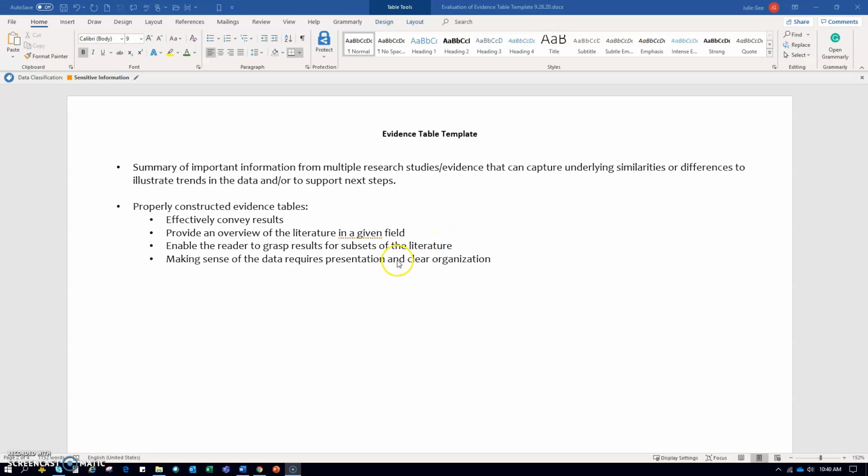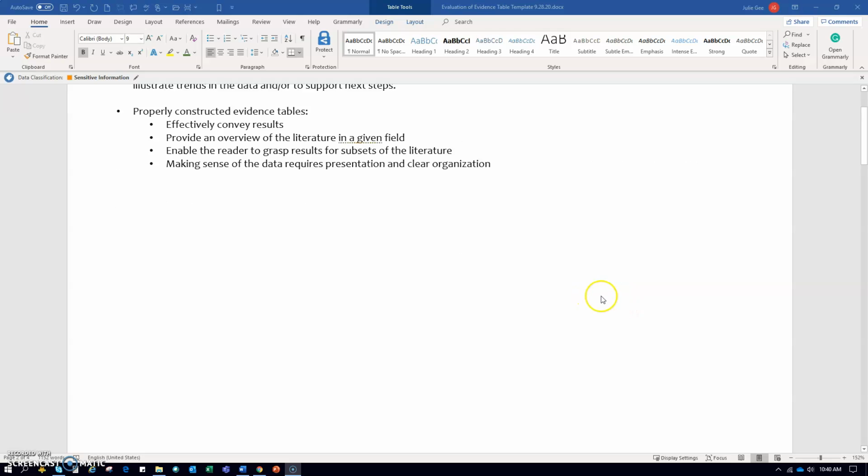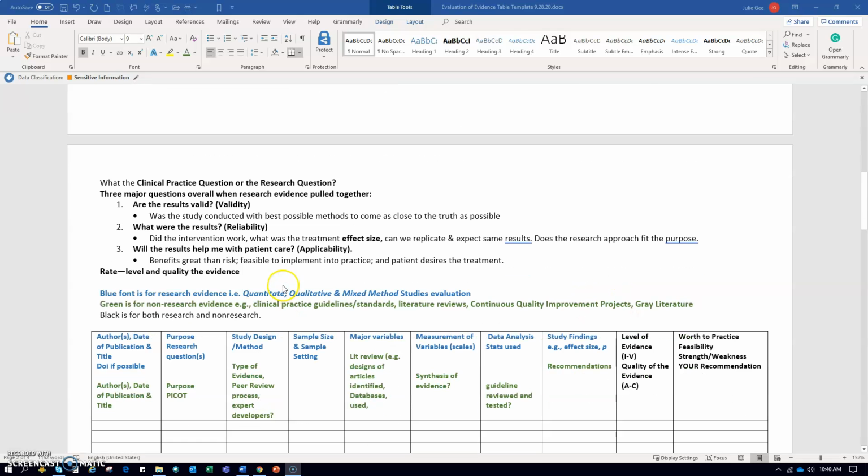But properly constructed evidence tables effectively convey those results, so another reader can look at them and see these trends, what is going on related to the question that you are asking. It really makes sense of the data and it just organizes it clearly. One of the things when you're looking at the literature as you build your evidence table is, what is the clinical practice question or the research question? Keep that in the forefront of your mind.